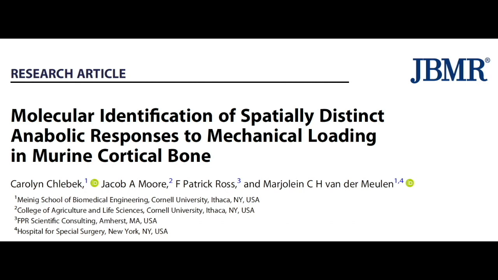And we're going to talk about a recent publication titled Molecular Identification of Spatially Distinct Anabolic Responses to Mechanical Loading in a Murine Cortical Bone. It was recently published in JBMR. So Carolyn, could you please tell us a bit about your study that you just published?